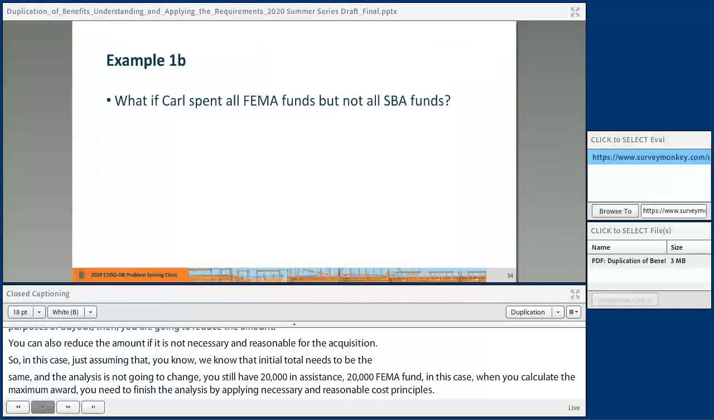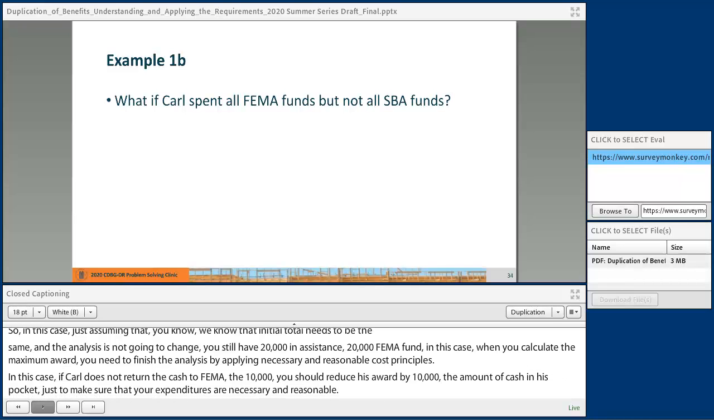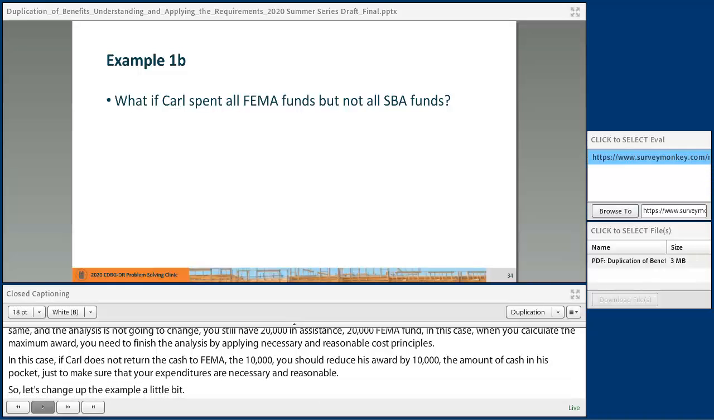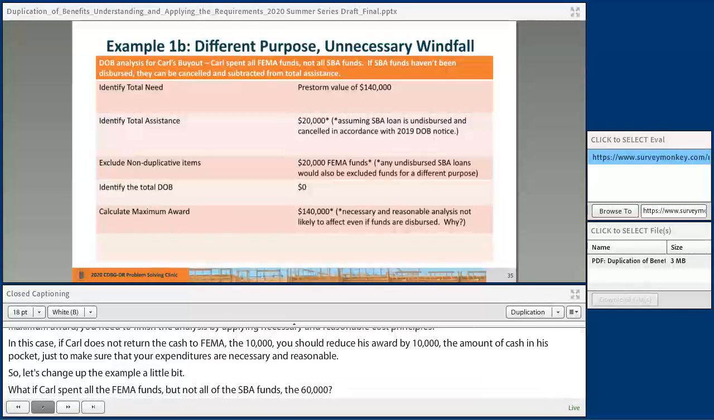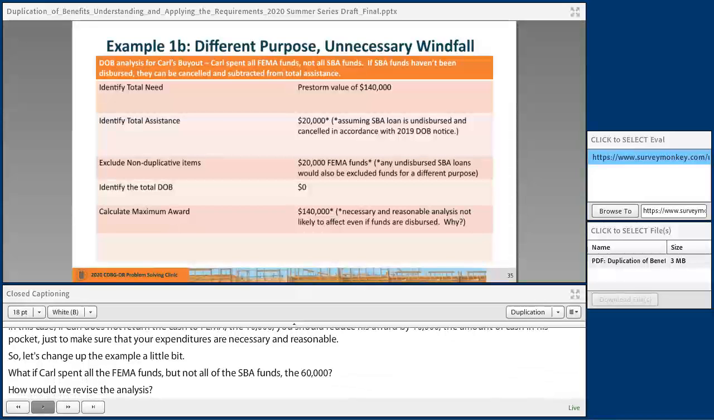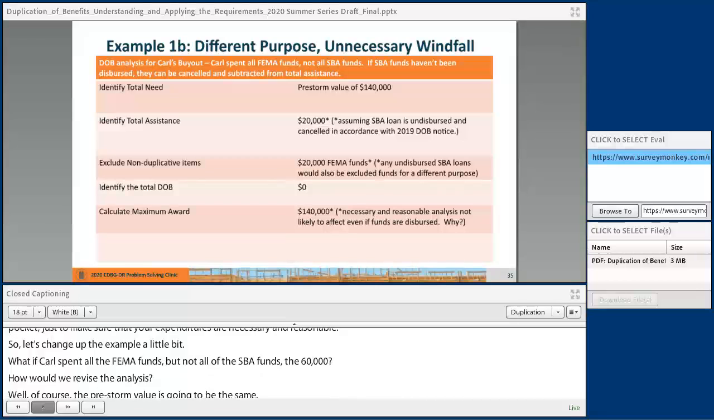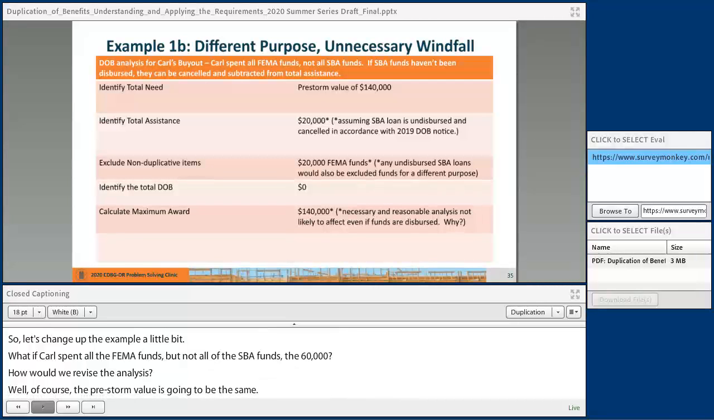So let's change up the example a little bit. What if Carl spent all the FEMA funds, the $20,000, but not all of the SBA funds, the $60,000? How would we revise the analysis? Well, of course, the pre-storm value is going to be the same, but in this case, the SBA funds haven't been dispersed. They can be canceled and subtracted from total assistance.